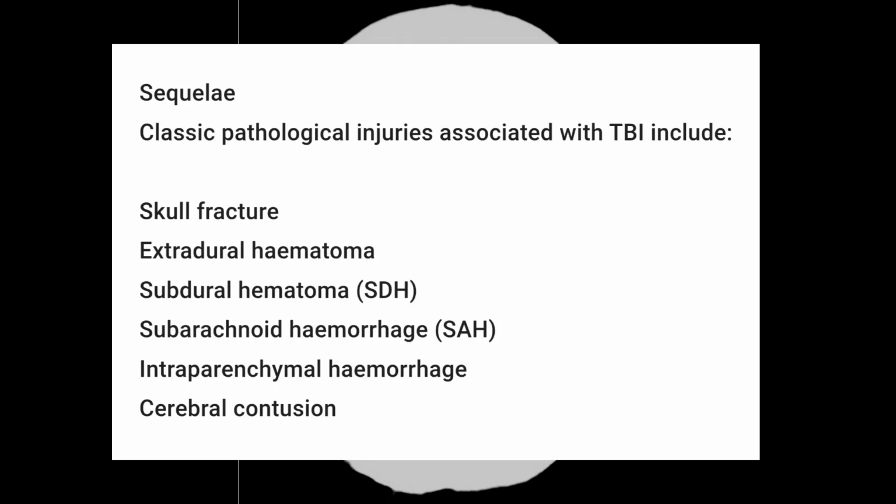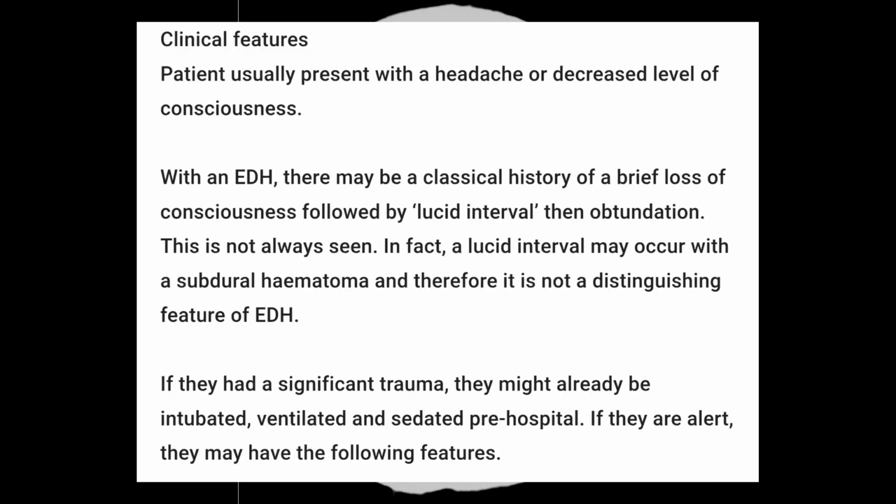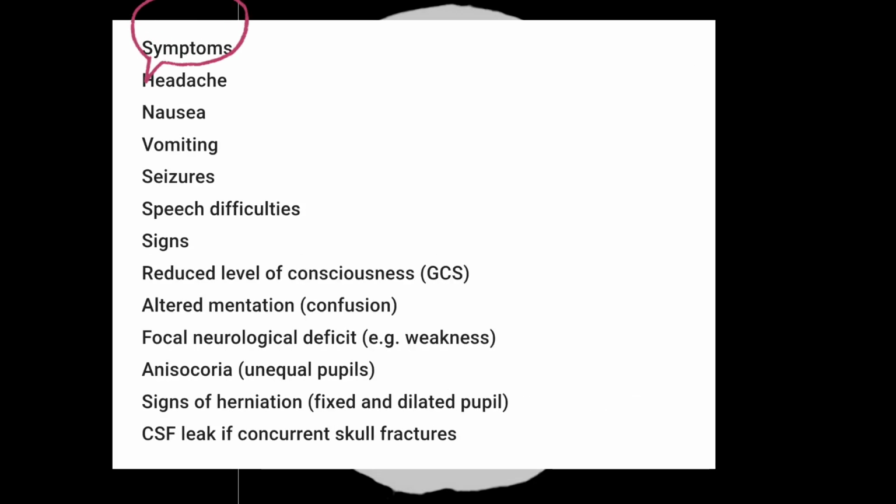Cerebral contusion. Clinical features. Patients usually present with a headache or decreased level of consciousness. With an EDH, there may be a classical history of a brief loss of consciousness followed by a lucid interval, then obtundation. This is not always seen. In fact, a lucid interval may occur with a subdural hematoma, and therefore it is not a distinguishing feature of EDH. If they had a significant trauma, they might already be intubated, ventilated, and sedated pre-hospital. If they are alert, they may have the following features: symptoms: headache, nausea, vomiting, seizures, speech difficulties. Signs.